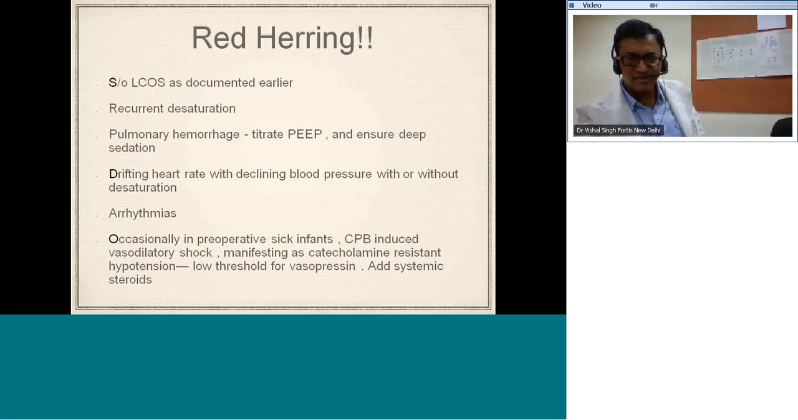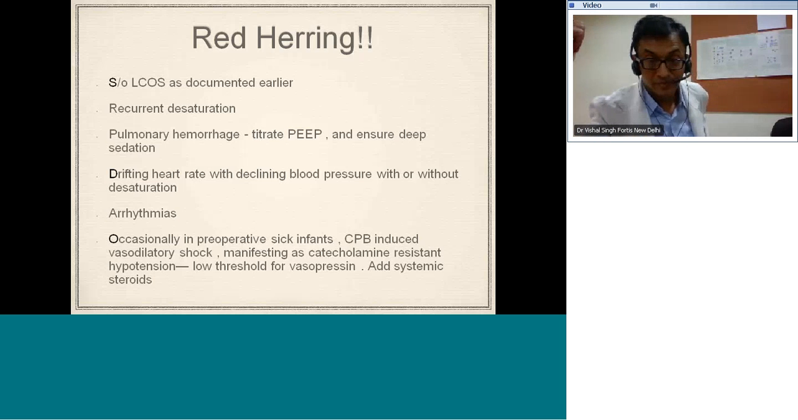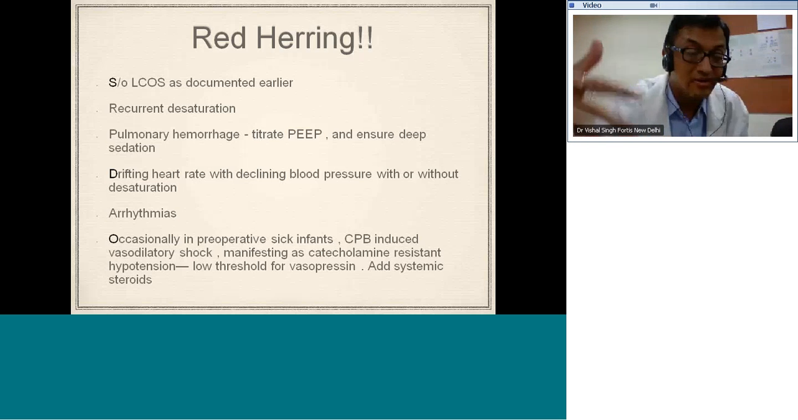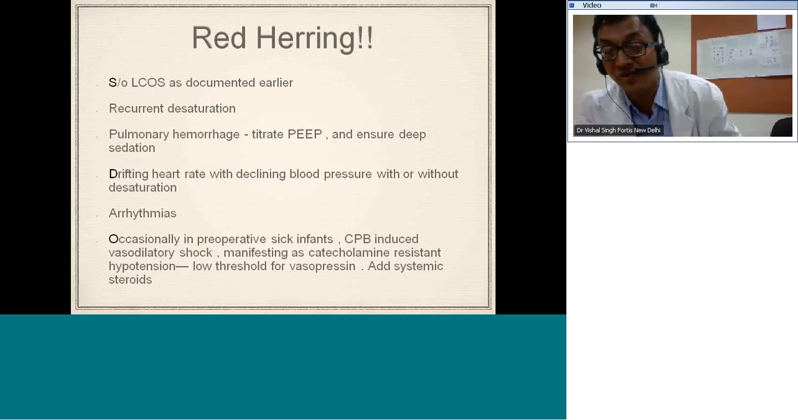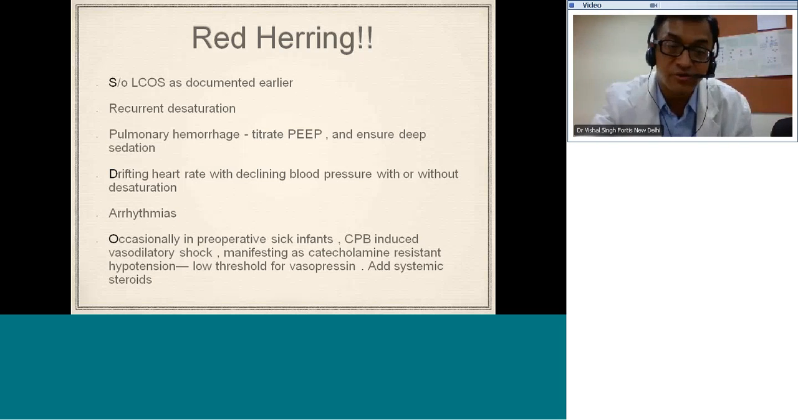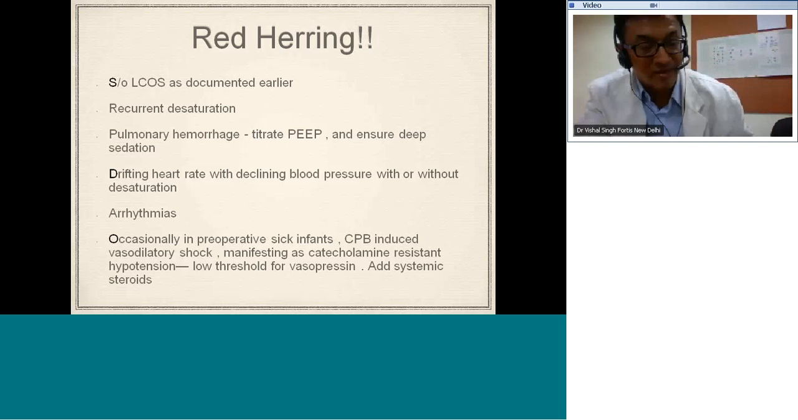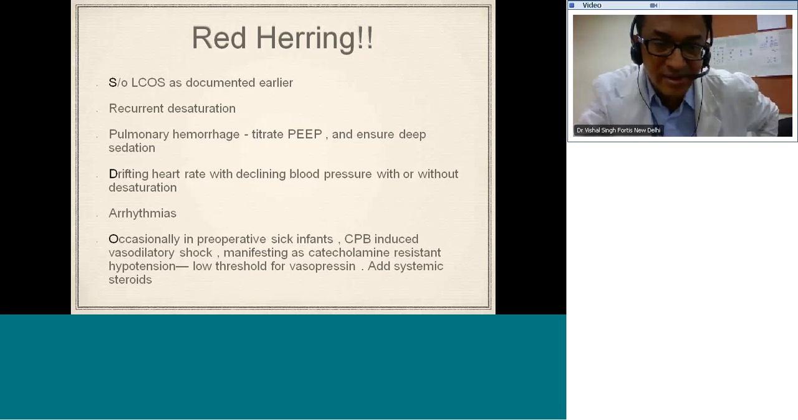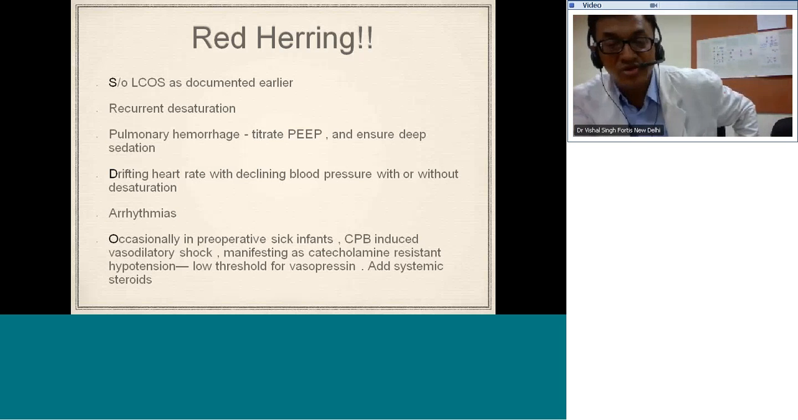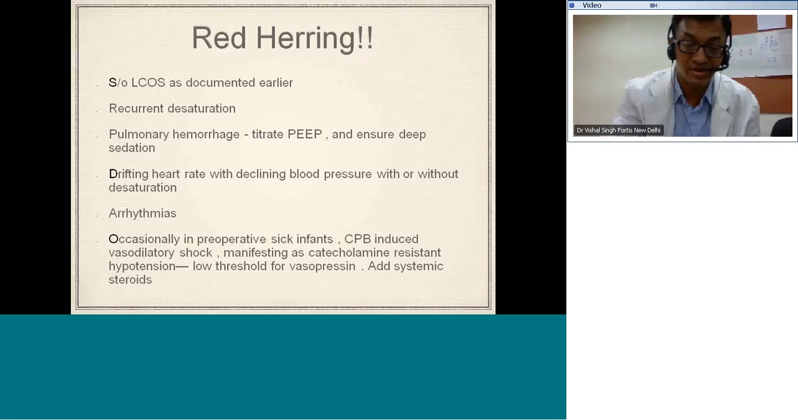Arrhythmias are occasionally seen in preoperatively sick infants, and CPB-induced vasodilatory shock manifests as catecholamine-resistant hypotension, with a low threshold for vasopressin and systemic steroids. Now, if your patient went into vasodilatory shock post-operatively after AV canal, consider giving steroids. Start vasopressin with a low threshold. Don't wait for the situation to get very bad. If you have a vasodilatory shock because of a preoperative sick status, your in vivo body stores of all your transmitters and receptors are depleted, especially related to catecholamines, and you should be giving vasopressin, which will be more beneficial. Otherwise, you'll just extend the misery of the child.